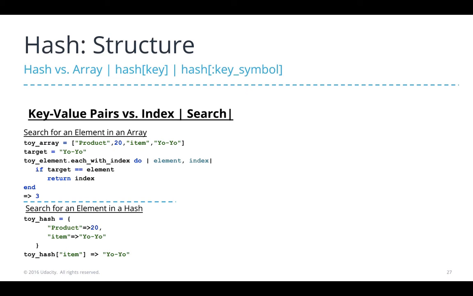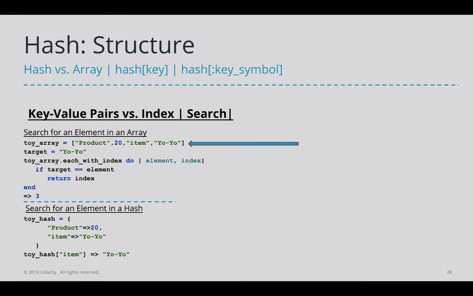Let's examine how we would search for elements within a hash and compare that against how we would search for an element in an array. Here we have a variable toyArray, which points to an array of 4 elements. Product as a string, 20 as a number, item as a string, and yo-yo as a string. If we don't explicitly know the index at which our element is located, we'll have to search through every index of this array to see if it exists.